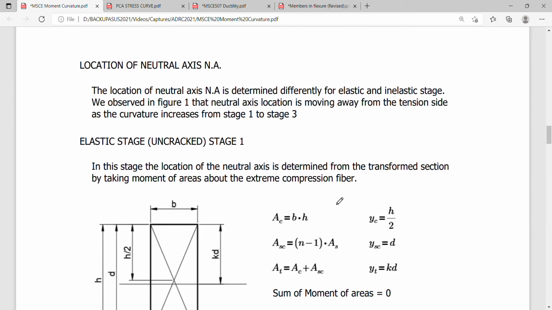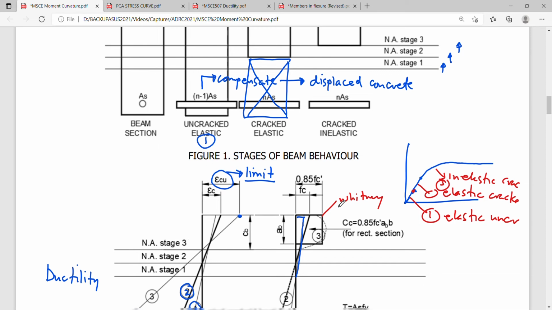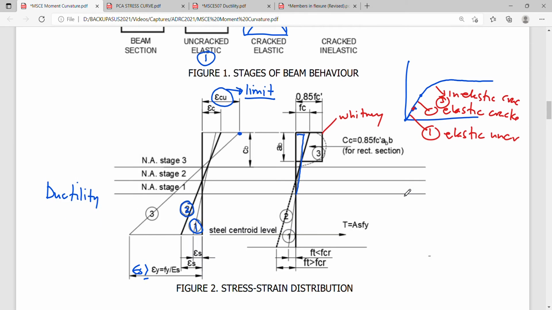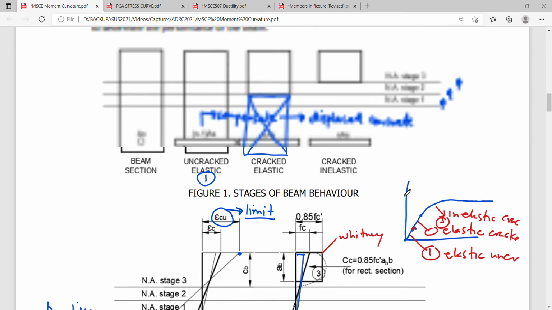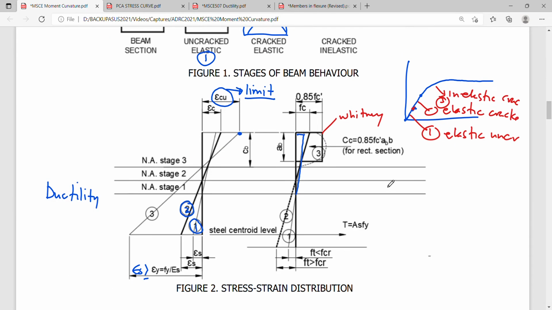And the location of the neutral axis is just a mathematical exercise. So it is determined differently for the elastic and inelastic stage, of course. If we look into this figure, on stage 1, the neutral axis is moving away from the tension side as the curvature increases from stage 1 to stage 3. This is what I explained to you about the neutral axis going up, favoring the extreme compression side of the section. I describe this as the extreme compression side because if the curvature is negative, meaning the bending moment is negative, then this figure will simply be illustrated upside down. Babaliktarin mo lang siya.